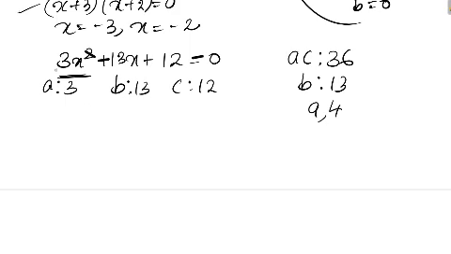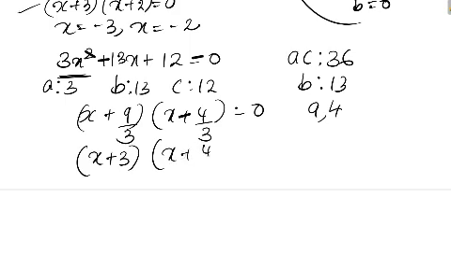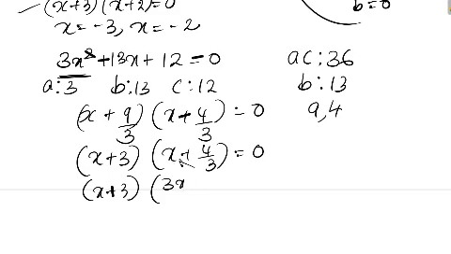If the coefficient of x square was 1, we could write x plus 9 into x plus 4 is equal to 0. Here the coefficient is not 1, it is 3. So just divide these numbers by 3. We can write x plus 9 divided by 3, which is 3, into x plus 4 over 3 is equal to 0. Then x plus 3 into, in the next step, you can cross multiply and you will get 3x plus 4 over 3 is equal to 0.